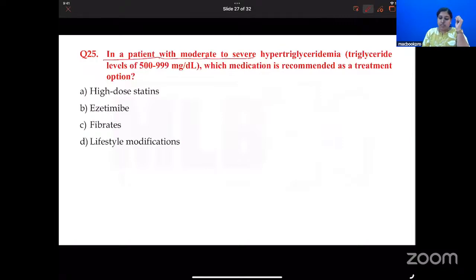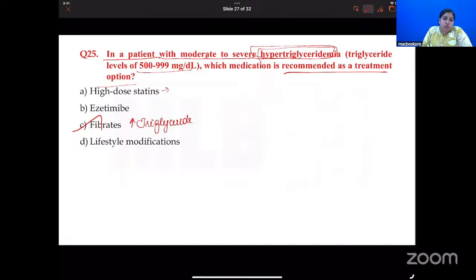In patients with moderate to severe hypertriglyceridemia, which means the triglyceride level is high, 500 to 999 mg per dL, which medication is recommended as a treatment? Again, this is a tactical question. Very good. Fibrates are used when there is an increase in triglyceride level.